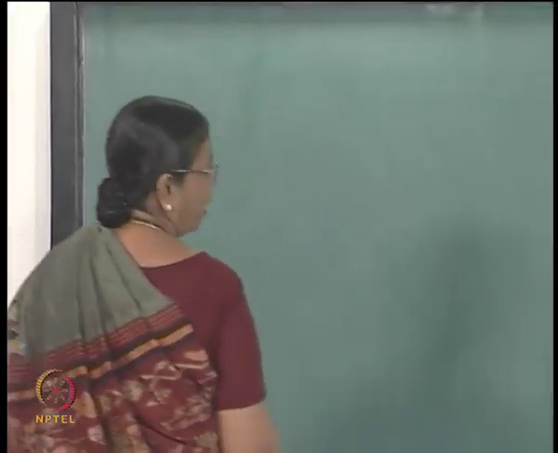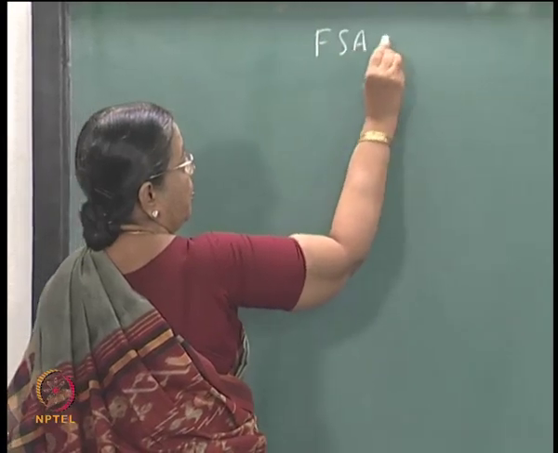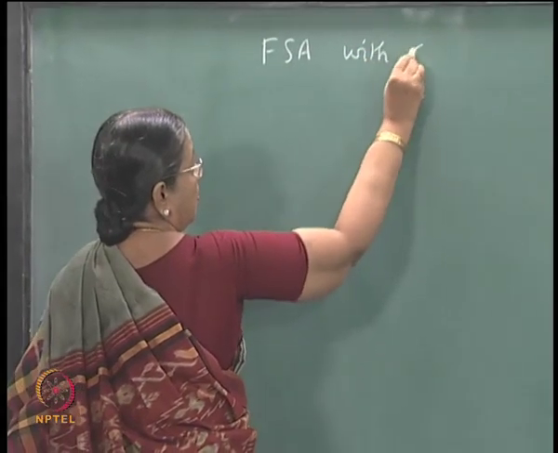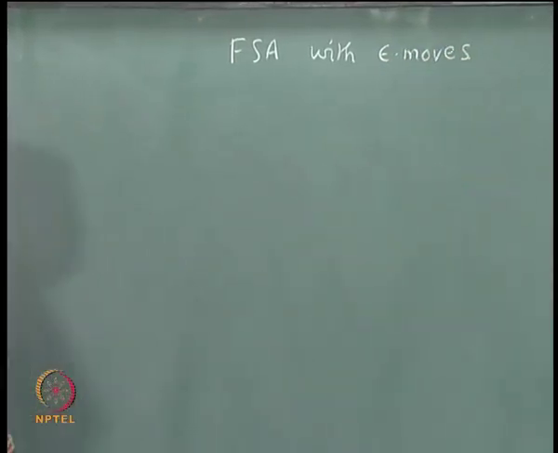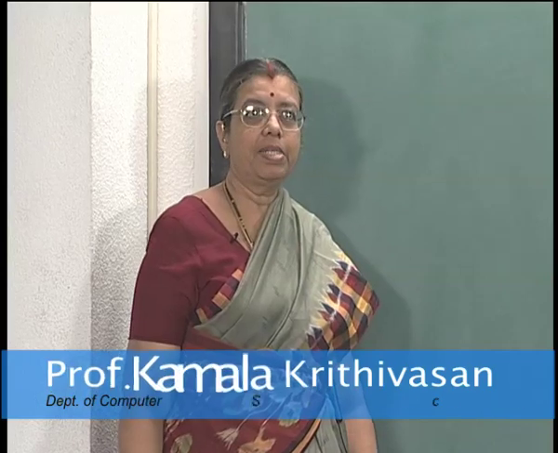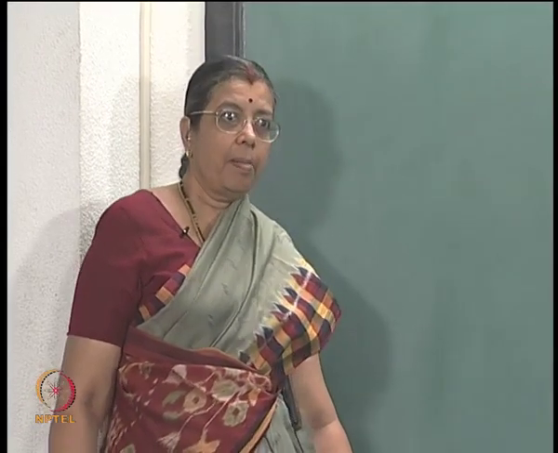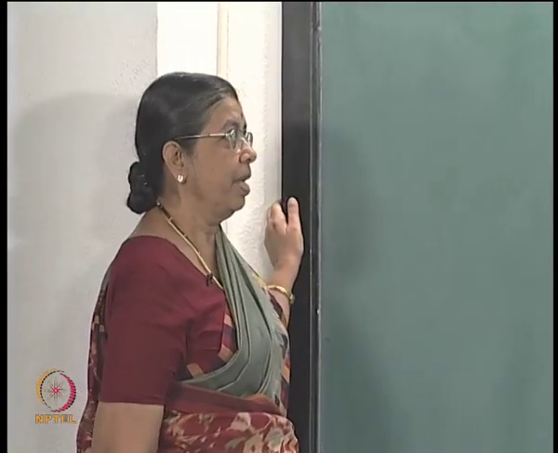So, today we shall consider FSA with epsilon moves. First we consider deterministic FSA, then we consider non-deterministic FSA. Non-deterministic FSA are equivalent to deterministic FSA, and you can simulate a non-deterministic FSA with a deterministic FSA. But the transitions were labeled with symbols from sigma, the alphabet, but today we shall also see that there could be epsilon moves.